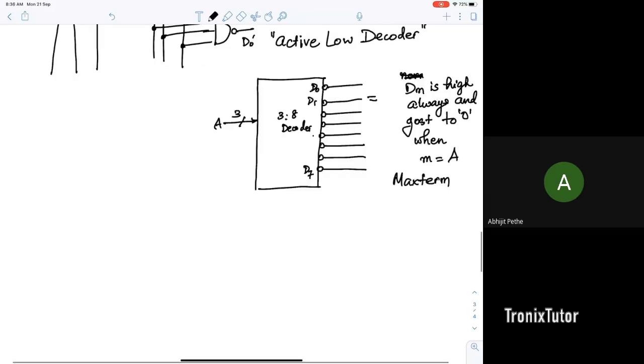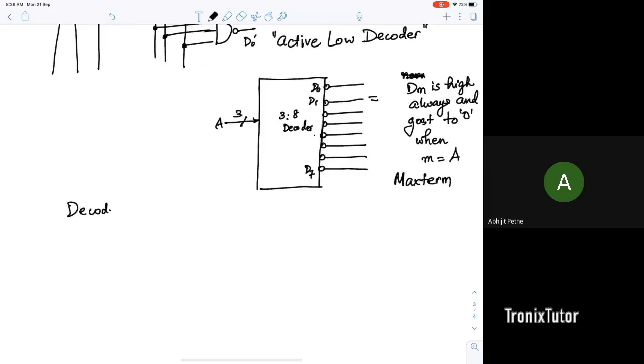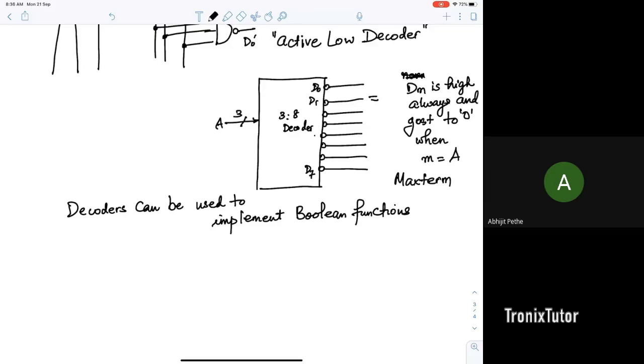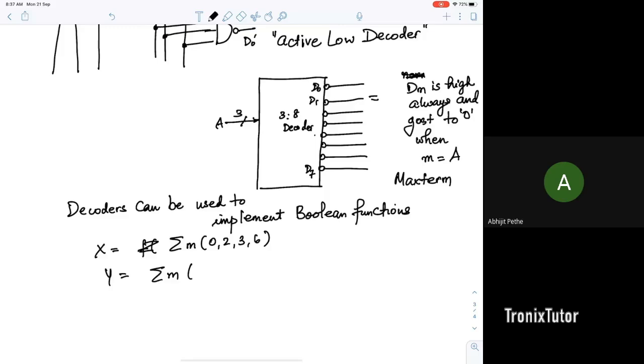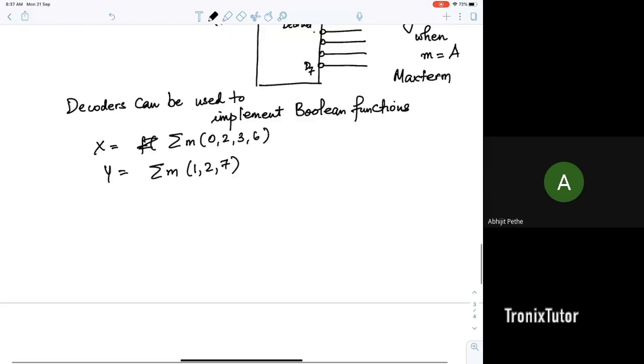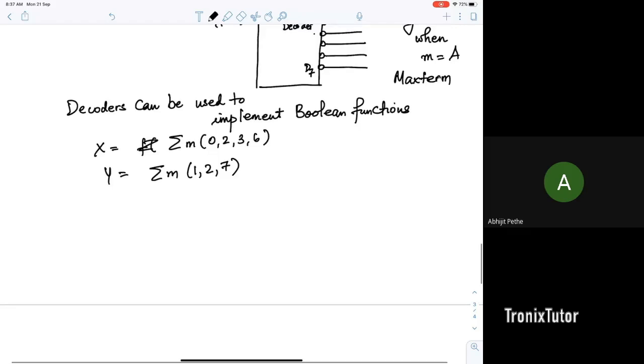And so decoders are very commonly also used to implement Boolean functions. And the advantage is that you can use one decoder and implement a lot of output functions, right? For example, suppose I want to implement function x, which is f of sigma m of, say, 0, 2, 3, 6. And I want to implement another function y, which is sigma of 1, 2, 7. How would I implement this using a decoder? Again, this is sigma of m.